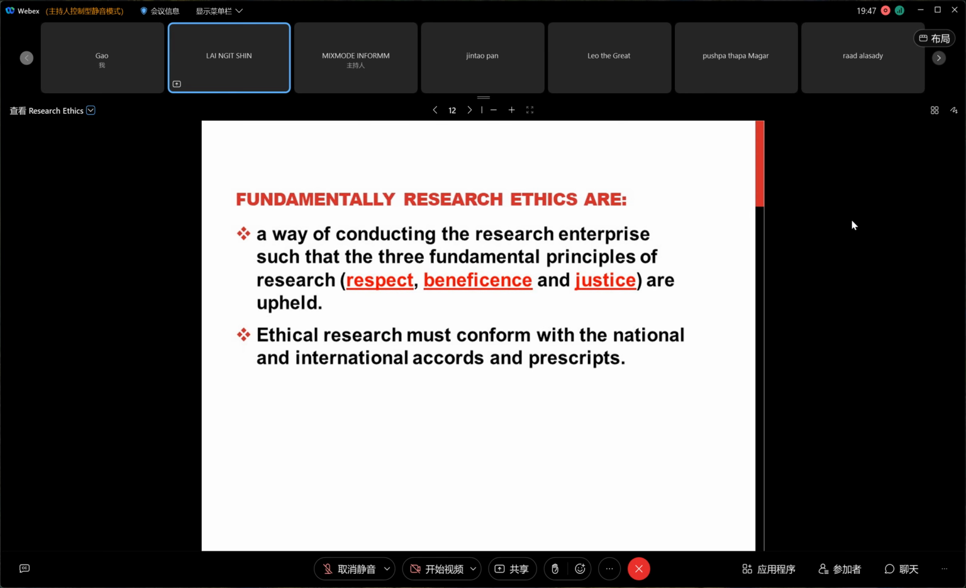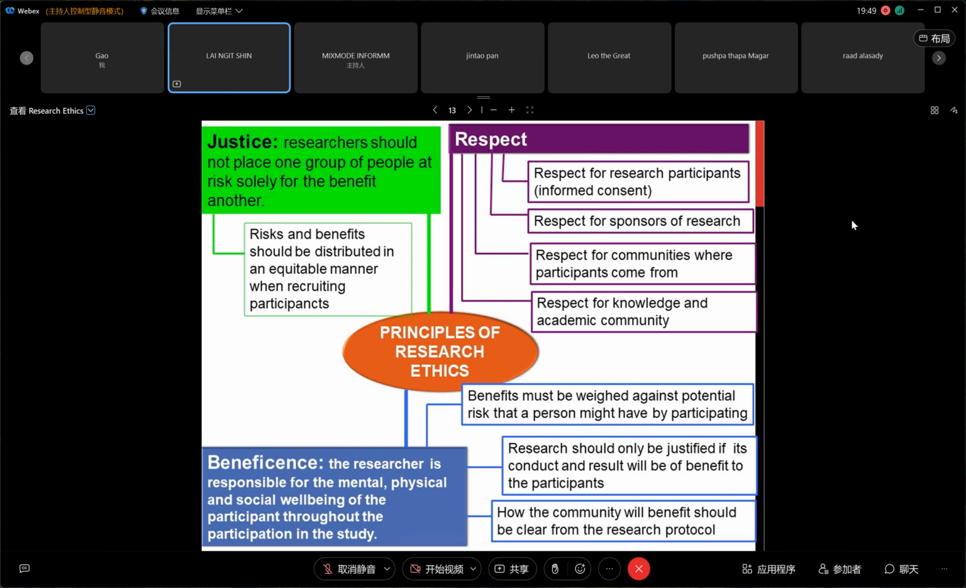So this is the second section. This is justice, and I think you can read about respect and benefits. Respect is about respecting the research participant, informed consent, respect of the sponsor of the research, respect of the committee, respect of knowledge and the academic community, and the risk also, justice must be involved for risk. Benefit is responsibility for the mental, physical, and social well-being of participants throughout the study. This is more common for clinical research.